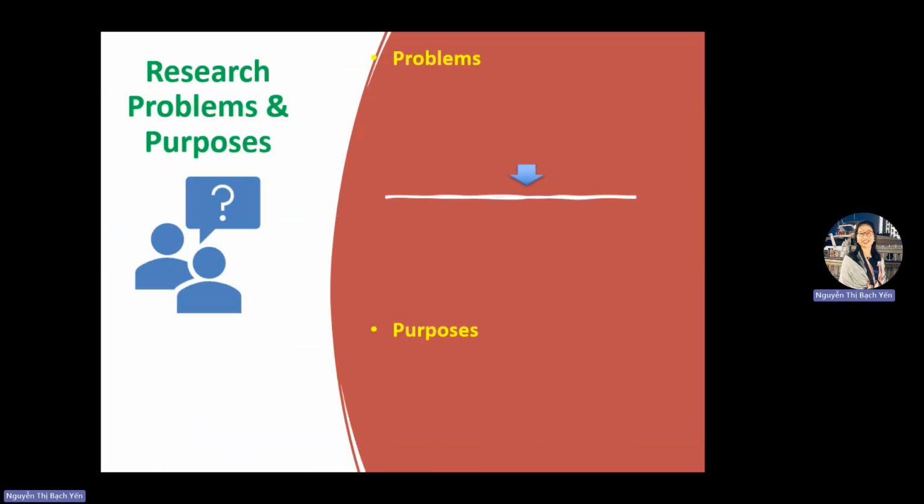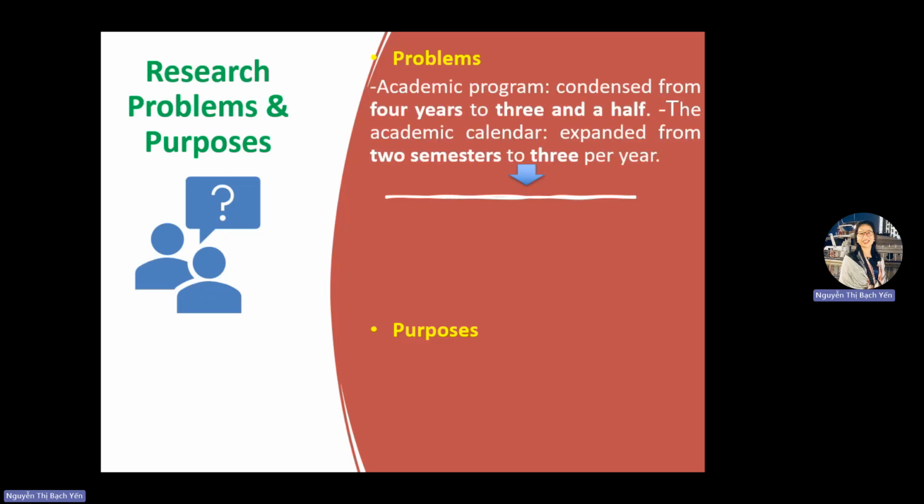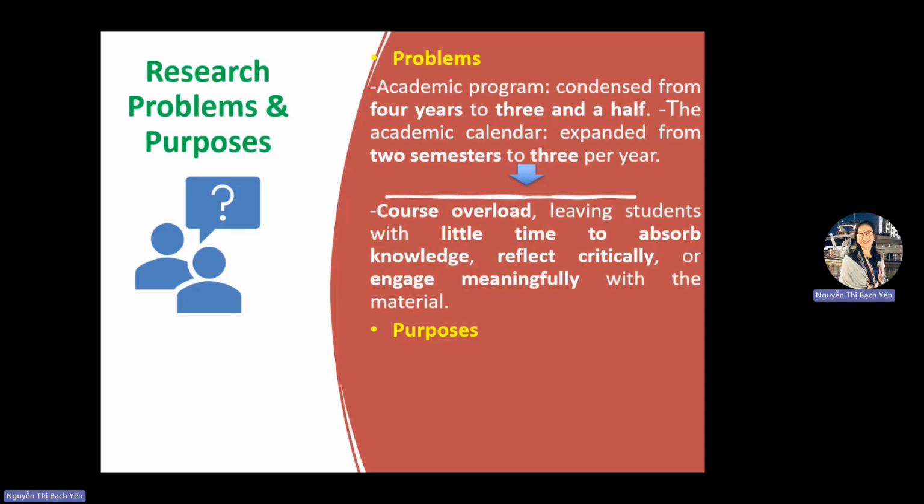Now, first of all, I will tell you about the problems we encounter in Full-Fledged. I will talk about the academic program. We condense from 4 years to 3.5. It means the academic calendar expanded from 2 semesters to 3 semesters per year. And how about the result? The course overload, leaving students with little time to absorb knowledge, reflect critically, and engage meaningfully with material.